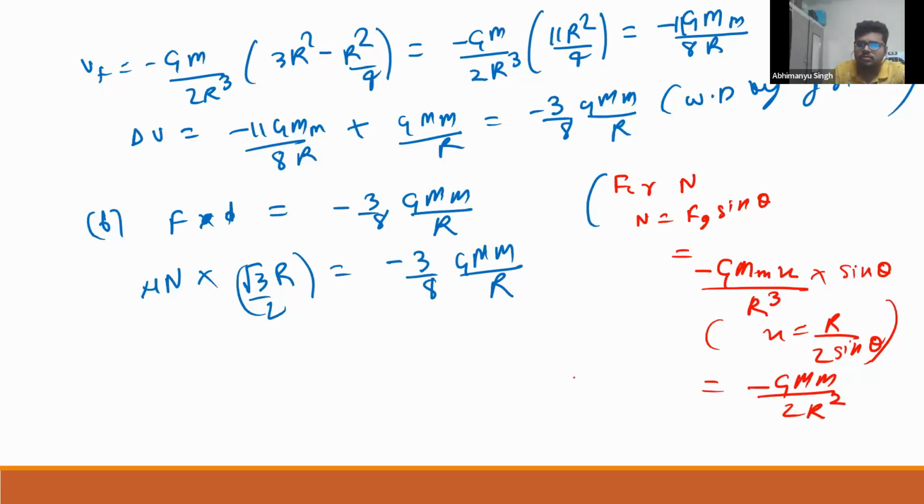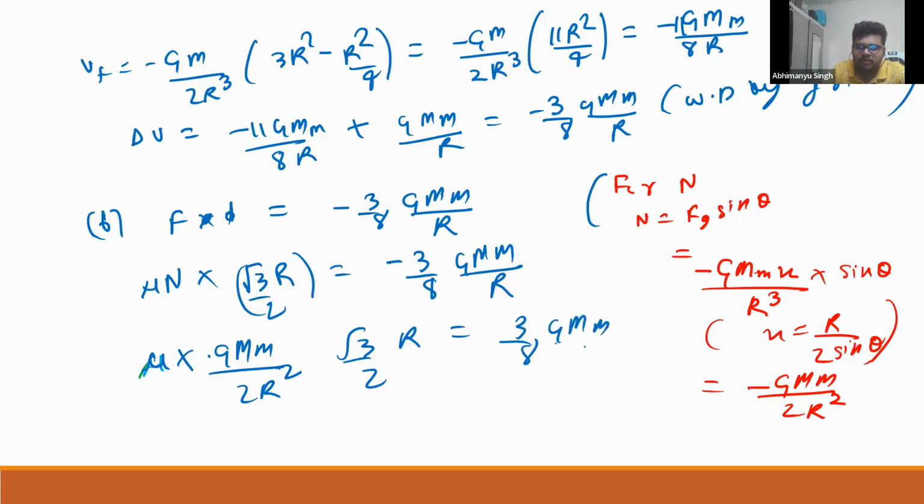So normally, let me continue this problem. Mu into GMm by 2r square is equal to root 3 by 2 r, is equal to, there will be a negative sign and the negative gets cancelled, 3 by 8 GMm by r. The terms entirely cancel out. Doing the calculations, we get 2, 2, here we get 2, root 3 by 2.